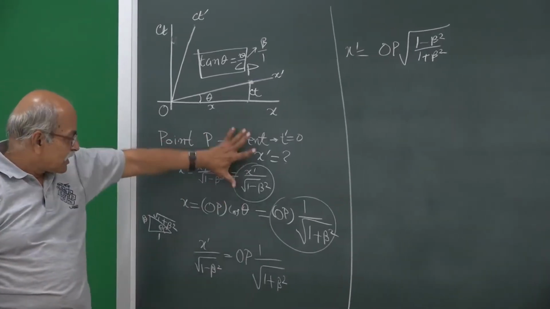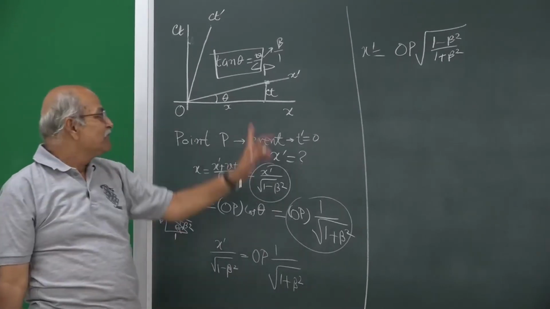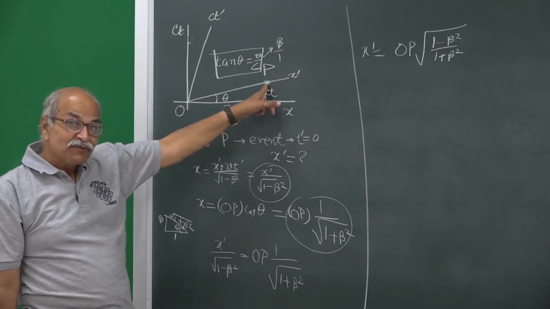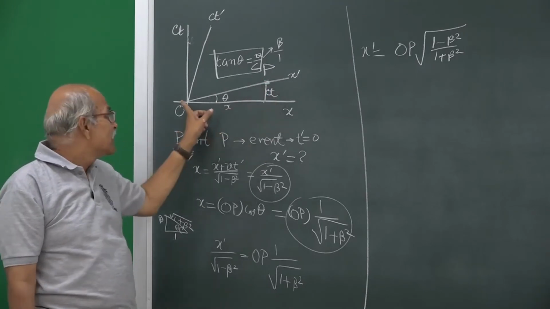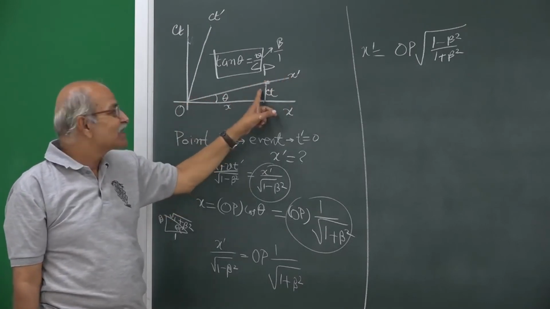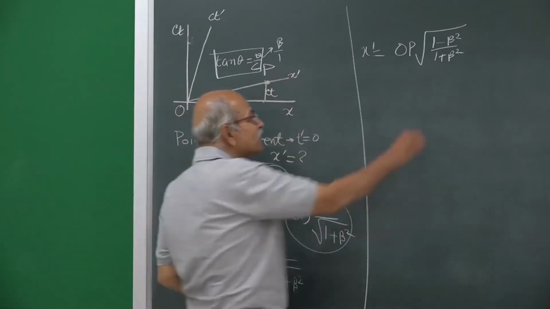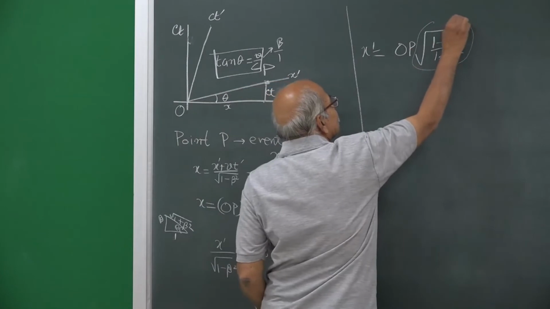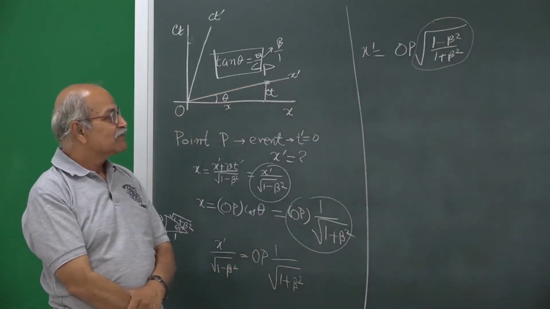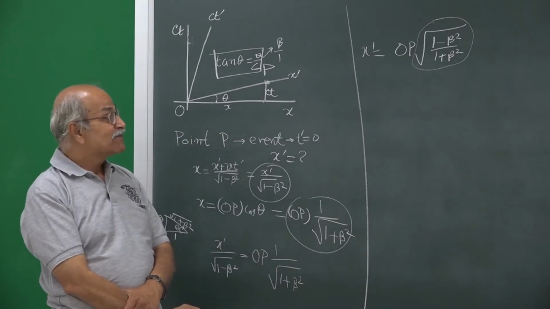So, now this is our background calculation. My final recipe is, if you have a point P on the x prime line, what is the corresponding x prime? Measure this length OP on the x prime line and multiply by this factor, square root of 1 minus beta square divided by 1 plus beta square. Multiply by this factor, you get x prime.